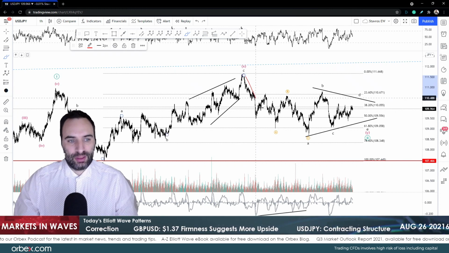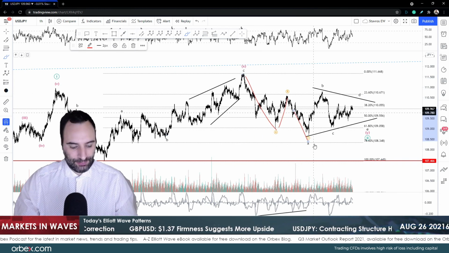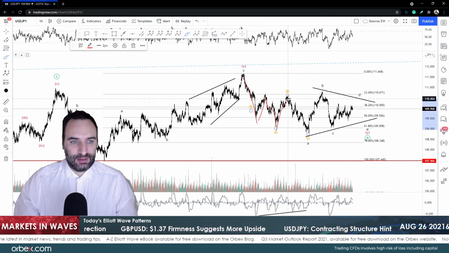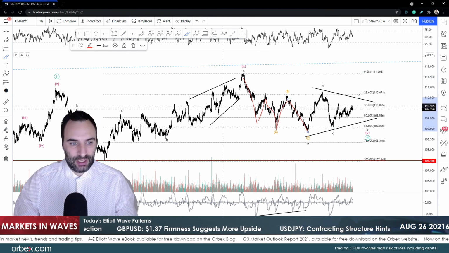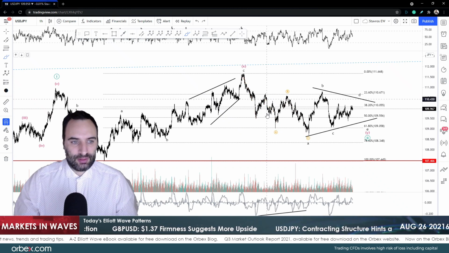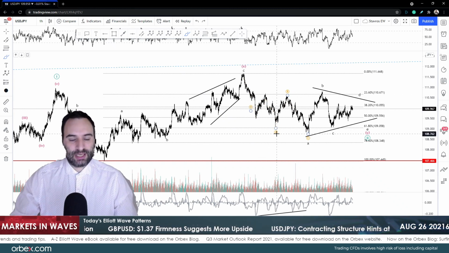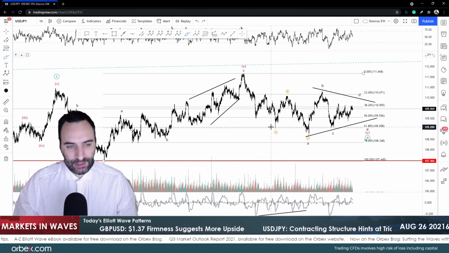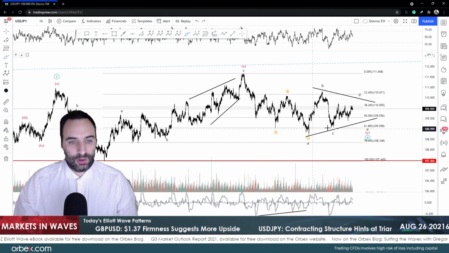So we go with the A, the B, and the C up here. That's a running flat. Either case, I would rather the running flat or the ABC zigzag here rather than the triangle. So this is what I'm looking at.